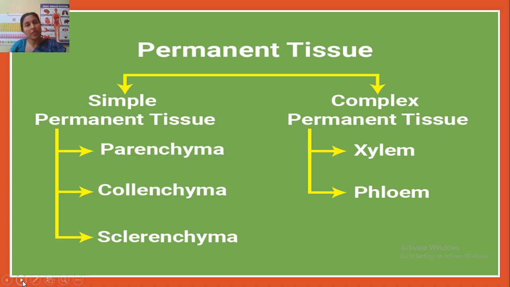About the permanent tissues. Permanent tissues are also divided into two groups: simple permanent tissues and complex permanent tissues. What is the basis of dividing these permanent tissues into two groups? The simple permanent tissues contain just one type of cell. On the other hand, the complex permanent tissues contain different types of cells. The simple permanent tissues consist of basically three types of cells: the parenchyma, collenchyma, and sclerenchyma.